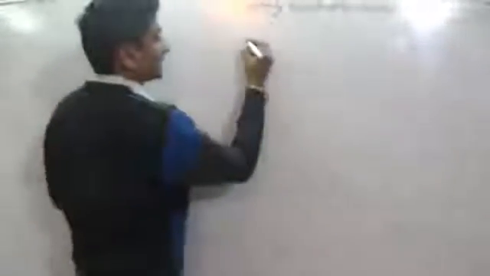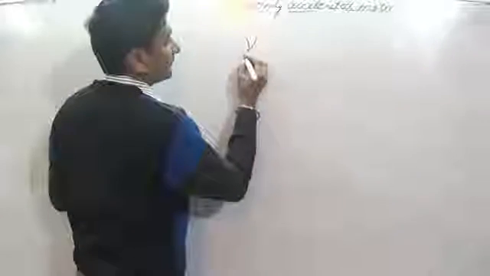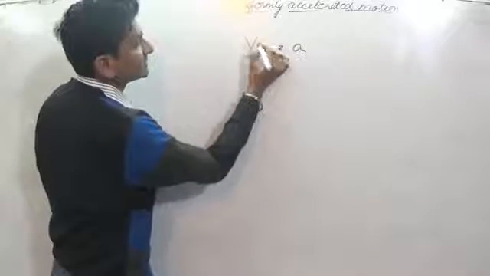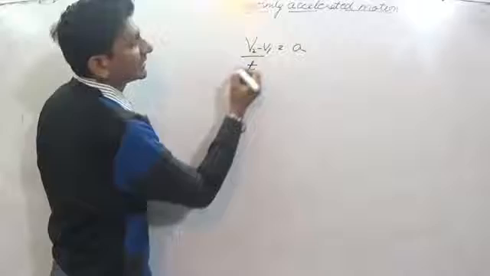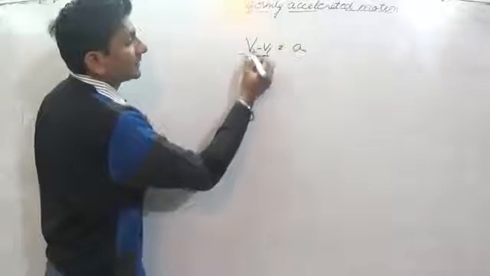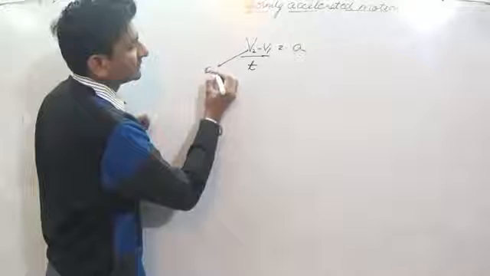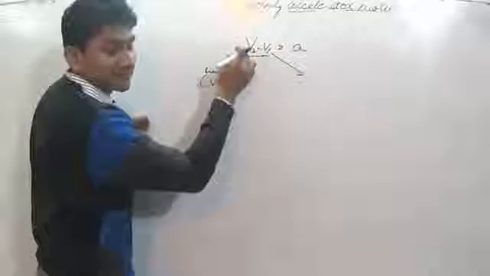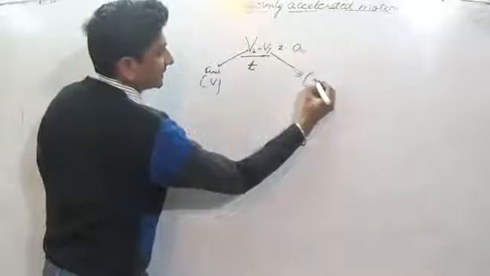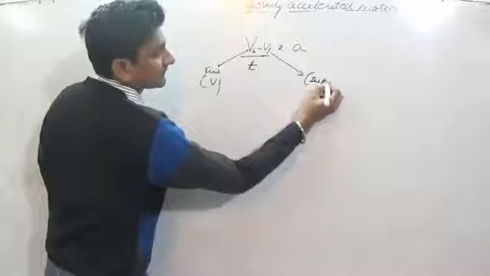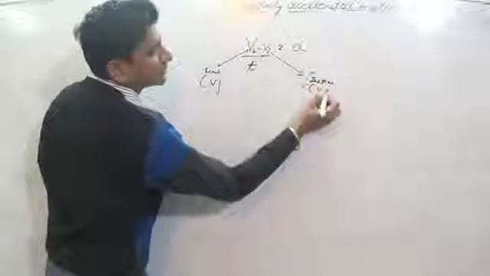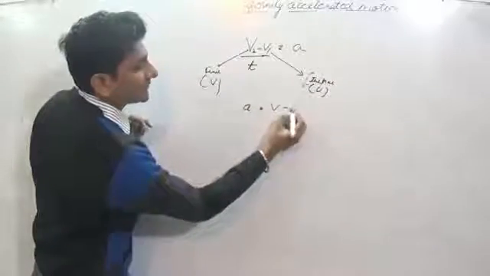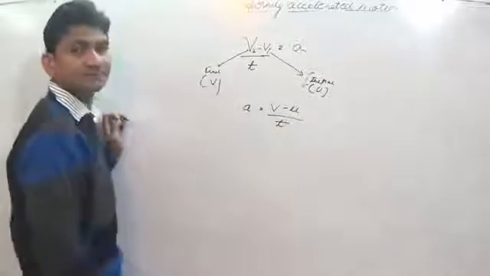It may be written as V upon T is equal to A, meaning change in velocity. So V2 minus V1, or if V2 is the final velocity, it can be written as V. V1 is the initial velocity, because change in velocity was the first one observed. This is initial velocity, or it can be written as U. So it becomes A is equal to V minus U upon T.